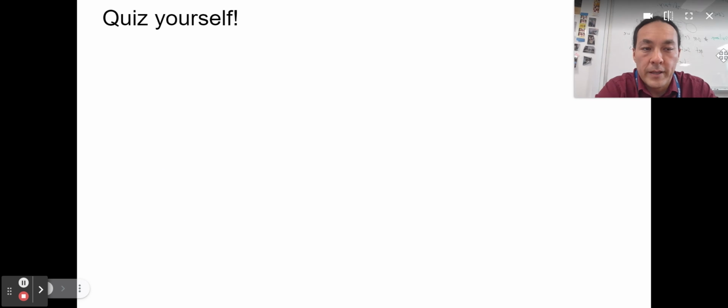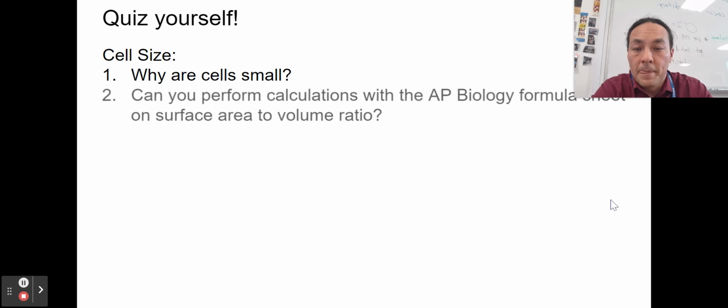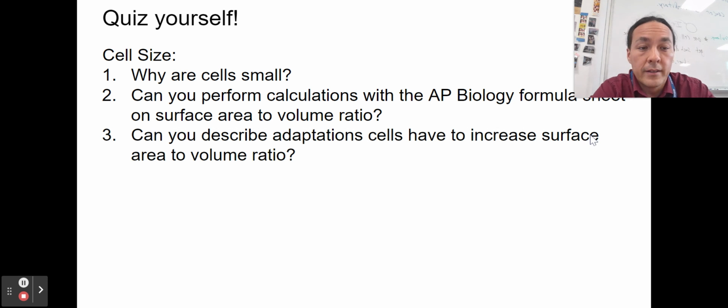All right, quiz yourself. Did you get for cell size, why are cells small? Can you perform calculations of the AP Biology formula sheet on surface area to volume ratio? There's some good practice problems for that in AP Classroom. Can you describe adaptations cells have to increase surface area to volume ratio?